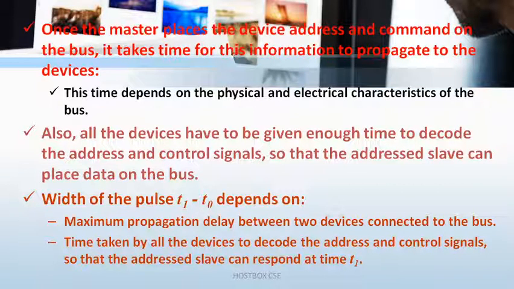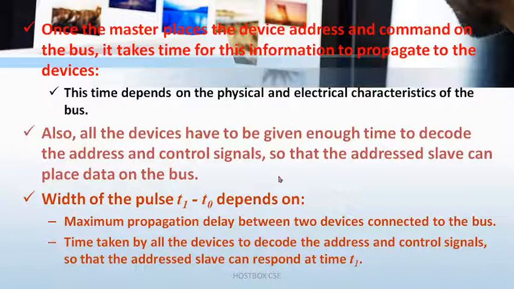Once the master places the device address and command on the bus, it takes time for this information to propagate to the devices. This time depends on the physical and electrical characteristics of the bus. Also, all the devices must be given enough time to decode the address and control signals, so that the addressed slave can place data on the bus. So whatever kind of data transfer you want, the slave helps to do it.